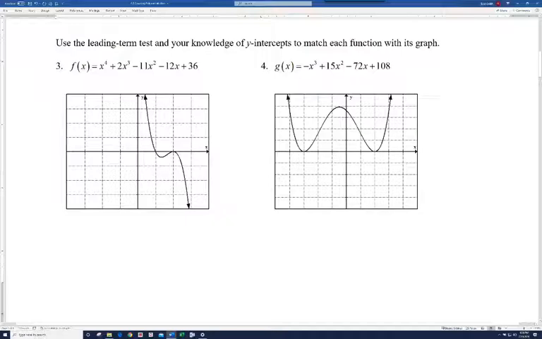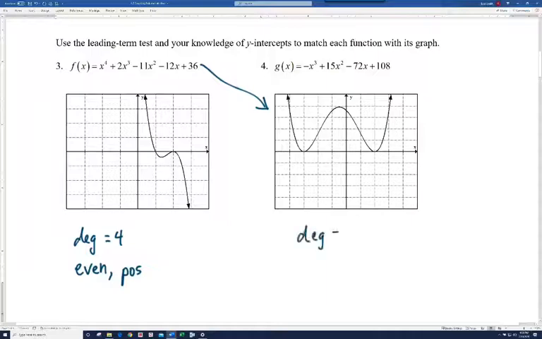So first of all, on number 3, our degree is 4, because our leading term has a degree of 4. And our coefficient is positive, so basically we have an even degree and a positive coefficient out front. In this case it's actually 1. And so the end behavior here is going to look like the end behavior on this graph here. Basically it opens up, or I should say it rises on both ends.